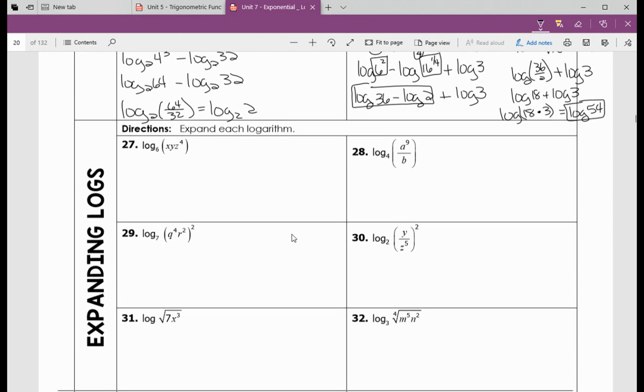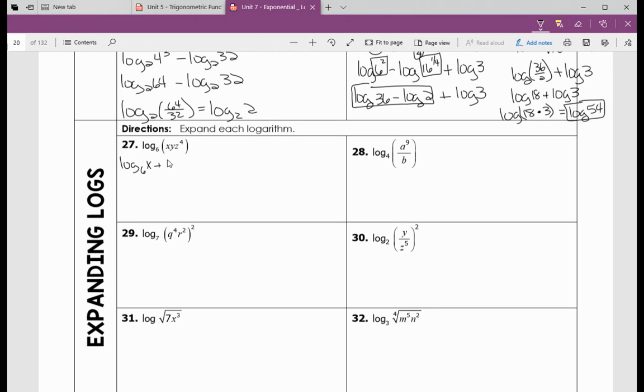Now, in the second set and the final set for this particular lesson, we are going to expand, which means we're starting off in every single problem with 1 logarithm, but we're going to end up with multiple logarithms. So the first thing I'm going to do, I have a product, x times y times z. So I need to split that up into 3 separate logarithms joined by addition.